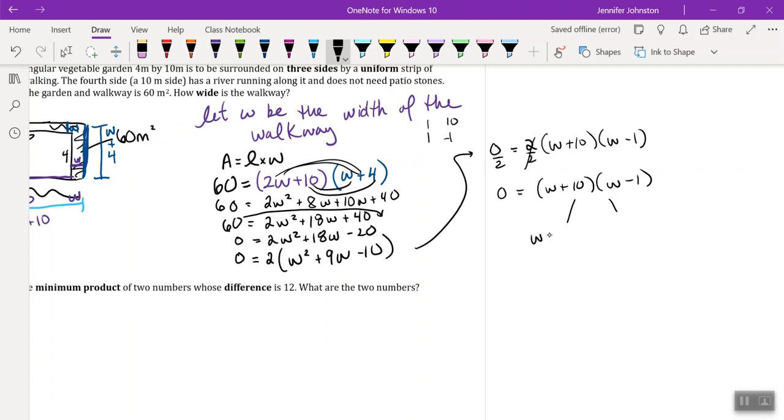Next, we're going to take both of these. w plus 10 is equal to 0, and w minus 1 is equal to 0. So w is equal to negative 10, and w is equal to 1. Now, can you have a negative width? Absolutely not. So we call this inadmissible. And so therefore, the walkway is 1 meter wide.